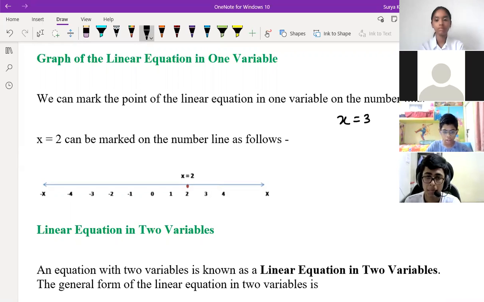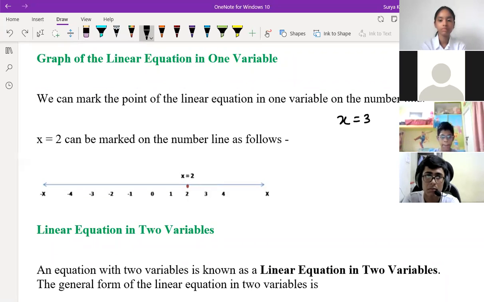And here you see, graph of linear equation in one variable, we can mark the point of linear equation in one variable on the number line. Suppose x is equal to 2. Actually, you can mark the point also. Point 2 is here, right? It can be marked on the number line.